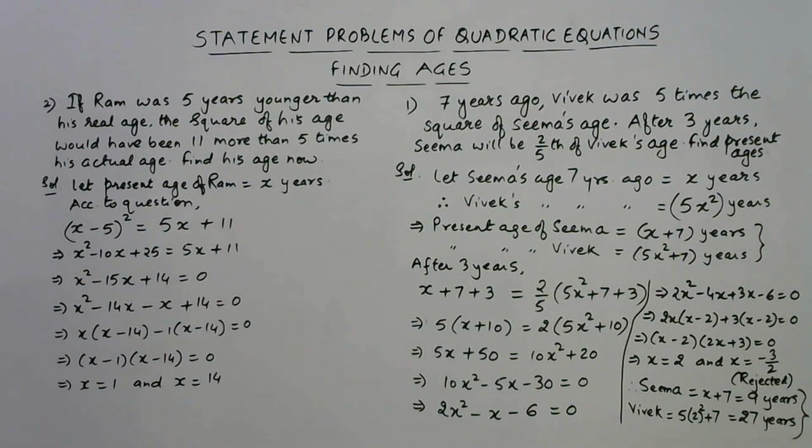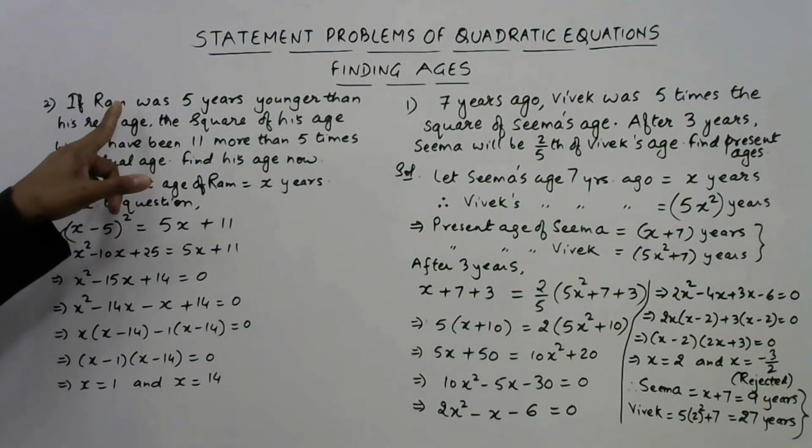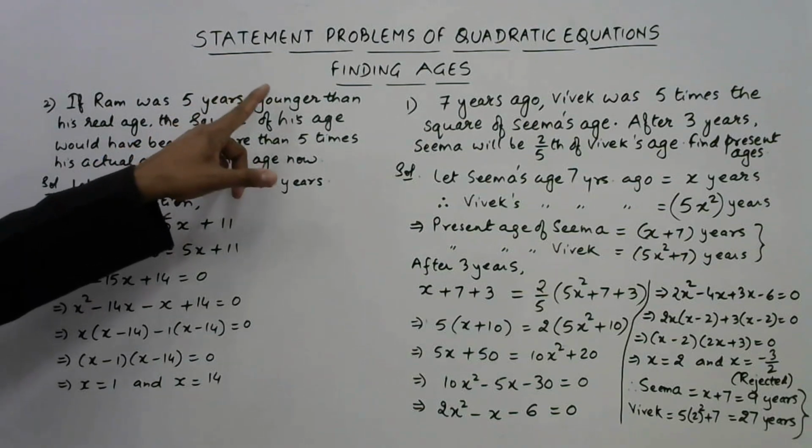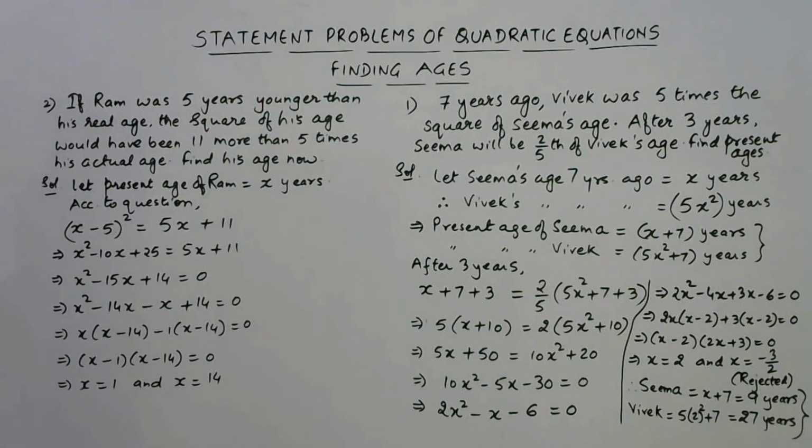Now, in this case, the present age is either 1 year or 14 years. See, if the present age is 1 year, then if Ram was 5 years younger, this condition wouldn't have existed. So we have to reject this x equal to 1, and therefore the present age of Ram is 14 years. Present age of Ram is equal to 14 years.